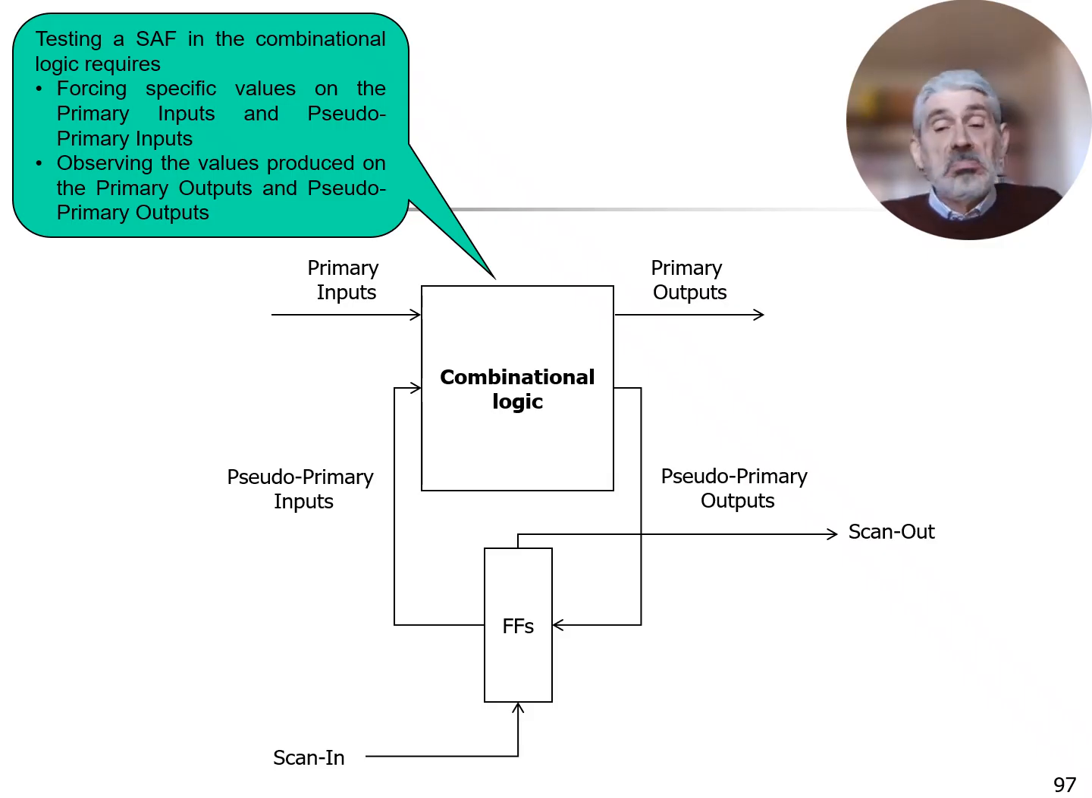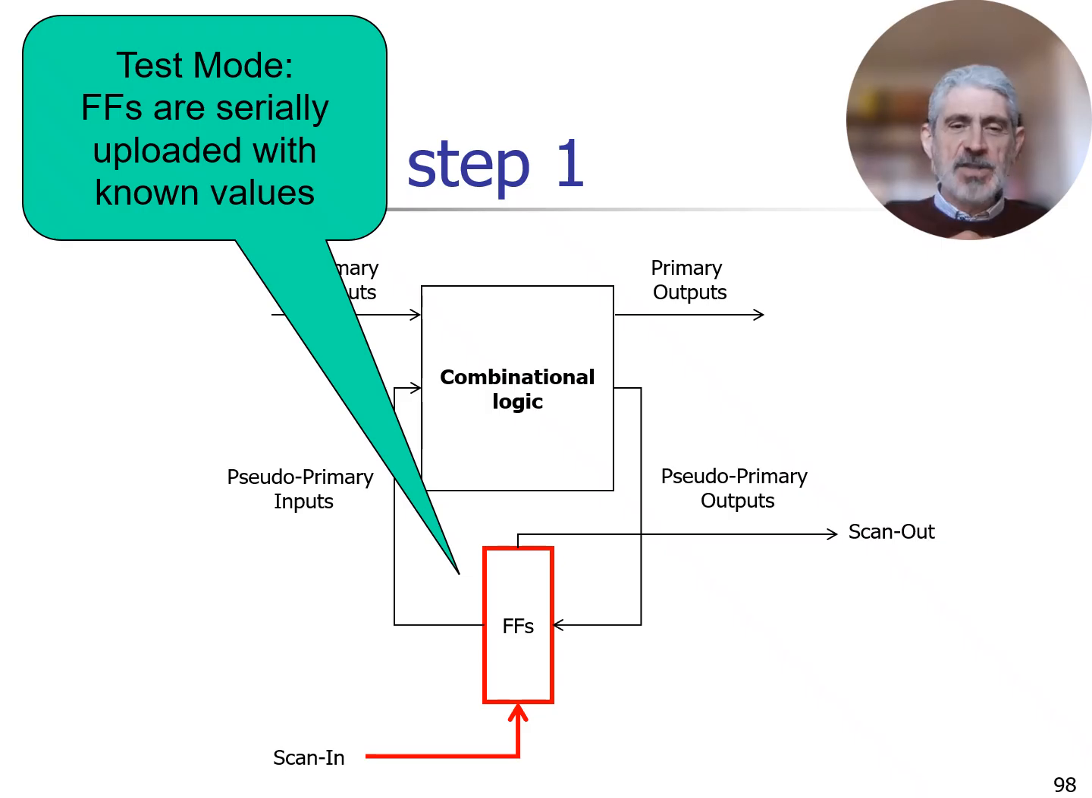I could extract the combinational logic and feed it to an ATPG process. And this ATPG process will tell me that, in order to test a specific stuck-at fault, you will need a given set of values on the primary inputs and on the pseudo-primary inputs. How can I force them into the flip-flops? This is the first phase. The first phase will mean moving the circuit to test mode.